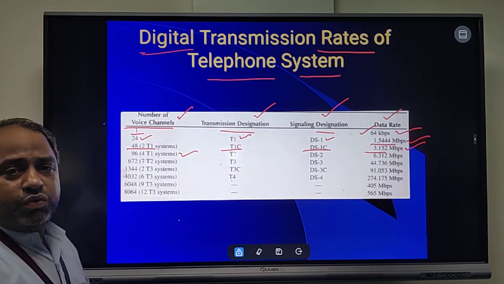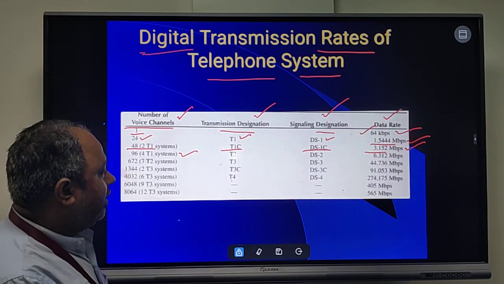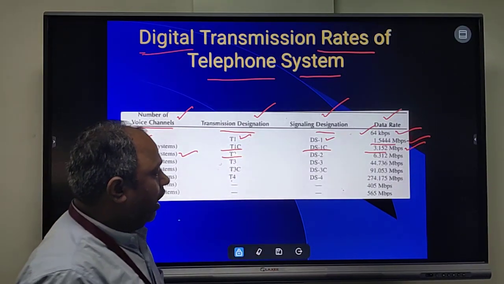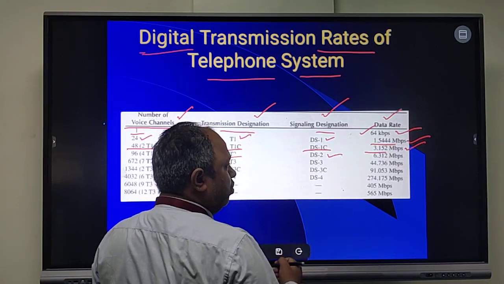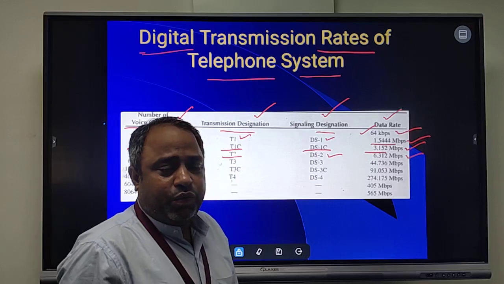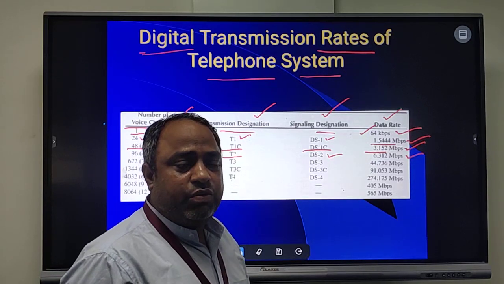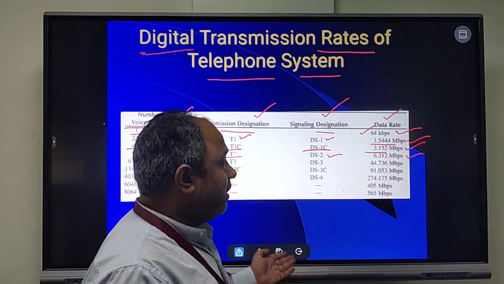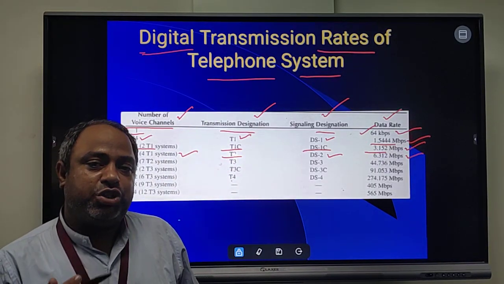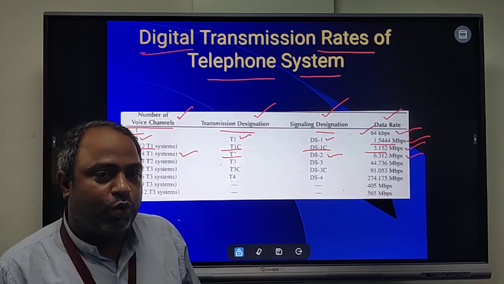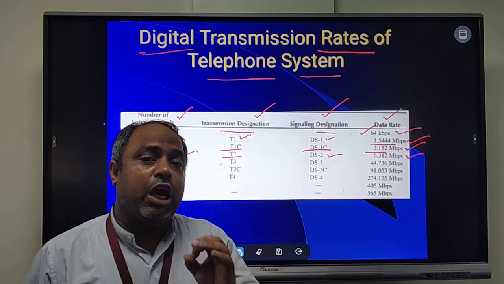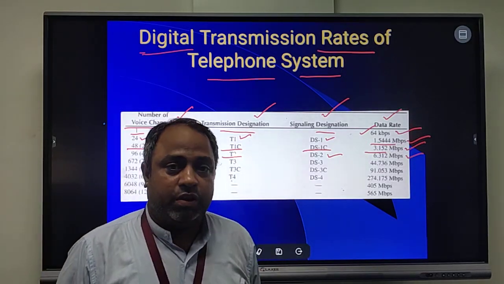96 channels for the T1 system we can introduce, and at that time the channel transmission designation is T2, the data transmission signal is DS2, and the bit rate is almost again double, twice the signals from the previous one. So that is the beauty of communication. If data is traveling, if information is being shared from one side to the other, you can understand how effectively and perfectly data will be shared.